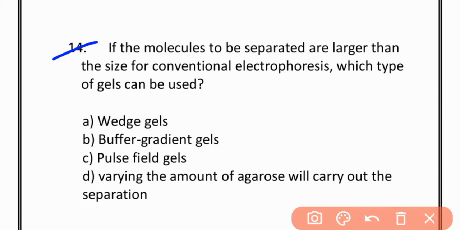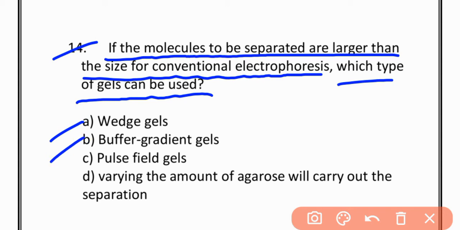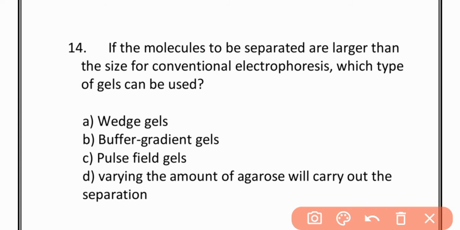MCQs 14. If the molecules to be separated are larger than the size of conventional electrophoresis, which type of gel can be used? Option A is wet gel, B is buffer gradient gel, C is pulse field gel, D is varying the amount of agarose will carry out the separation. The correct option is option C, pulse field gel.